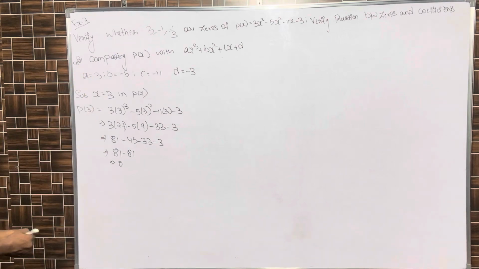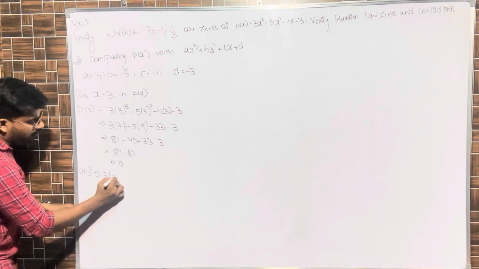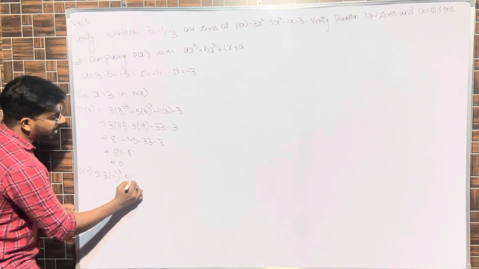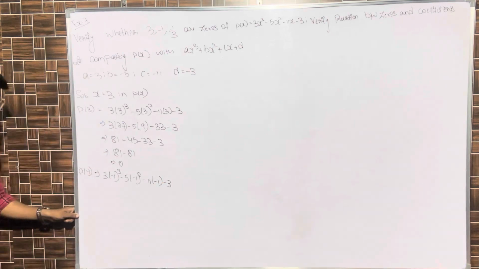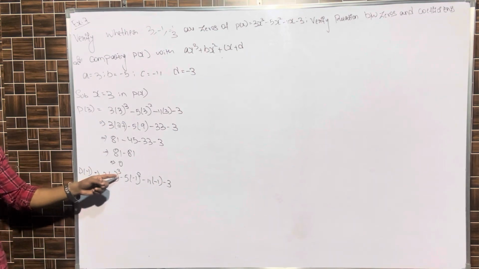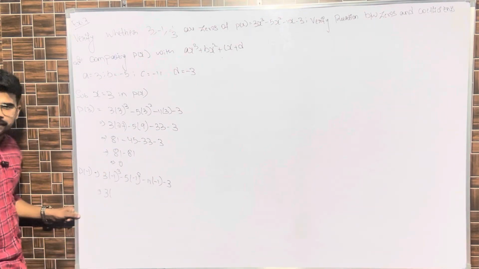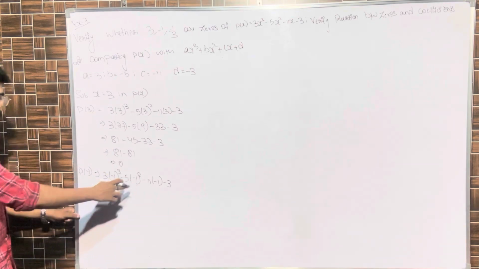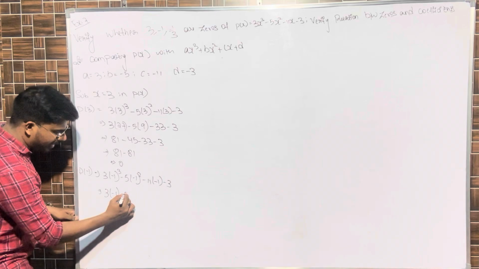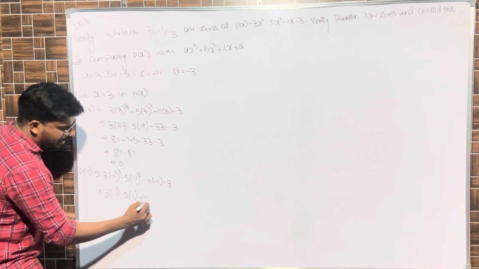Mark my words. Next, P of minus 1, which implies 3 into minus 1 whole cube minus 5 into minus 1 whole square minus 11 into minus 1 minus 3. First priority should be given to the powers. Power 3 and power 2 have to be solved first. 3 into minus 1 whole cube is nothing but minus 3. Do not multiply this minus. Again and again I am telling you, give the priority to the powers. Minus 5 is as it is. Minus 1 whole square is nothing but 1.